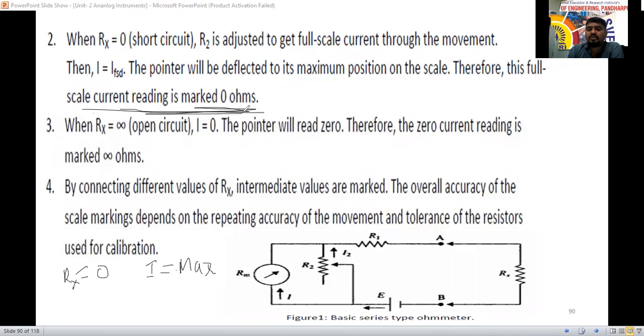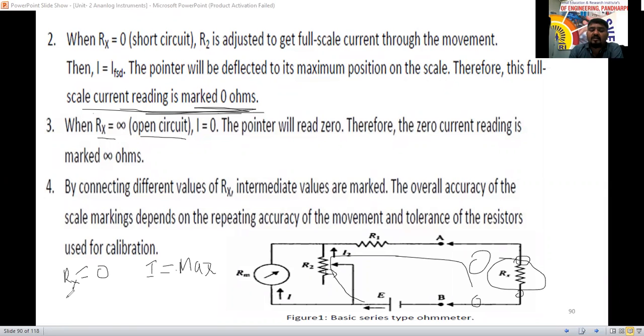Suppose instead of 0, this Rx is infinity. Infinity means the resistance is maximum, so the current will be 0. It acts as an open circuit here. If Rx is infinity, the current flowing through this will be 0. The current is blocked here only, because the circuit is open, and no current will flow through this meter.